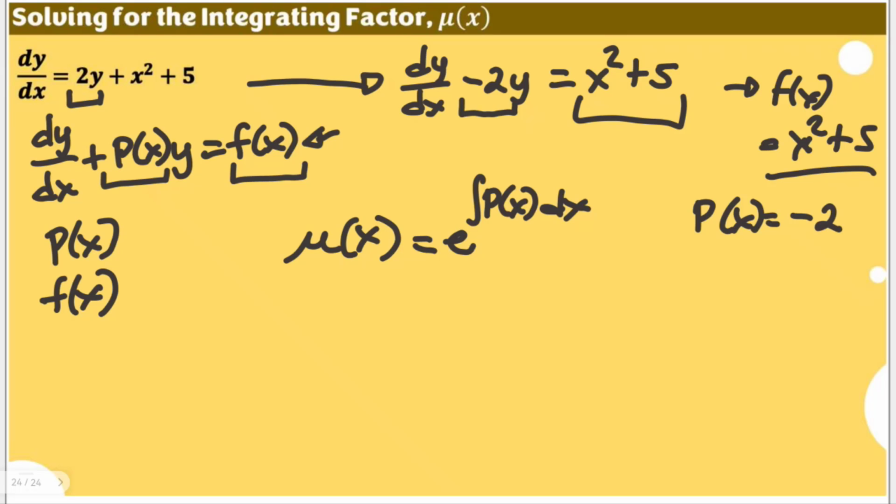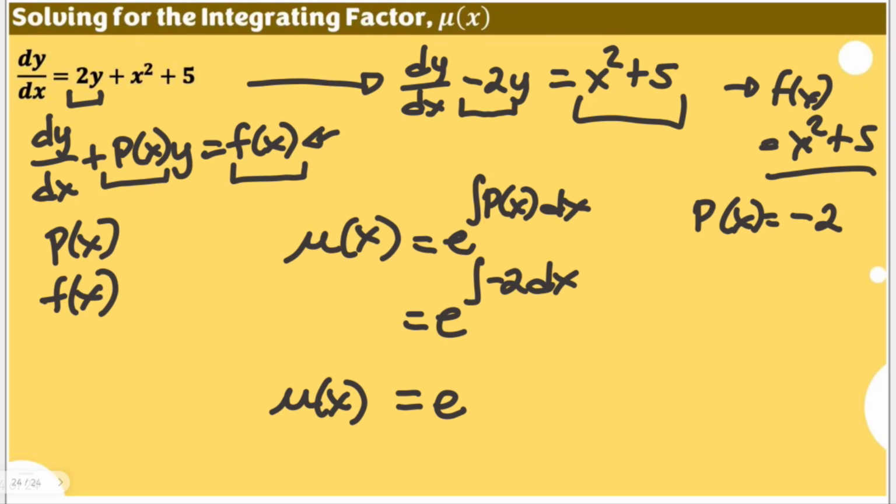Now with this p of x, we can further solve for our integrating factor. We have e to the power of the integral of p of x, which is -2 dx. And simply take the integral of our exponent. The integral of the exponent is actually -2x plus c. We are expecting c because that's what we are taught if we are going to integrate. But this time, for our integrating factor, we may skip c. Let's just simply focus on the value of the integral itself.